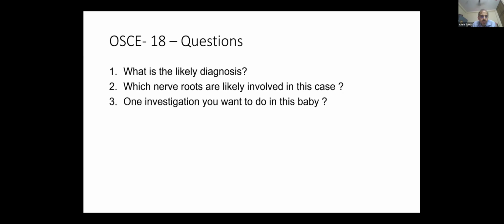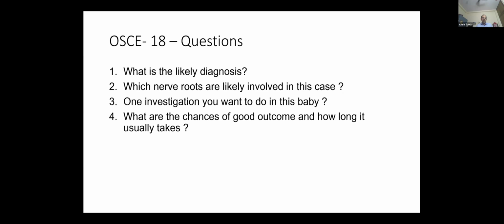Likely diagnosis. Which nerve roots are likely involved in this case? One investigation you want to do in such a case, if a baby is delivered with this difficulty, what other investigation will you ask for? Then what are the chances of good outcome in this case, or overall how long it usually takes to recover, and when is surgery indicated in such cases?